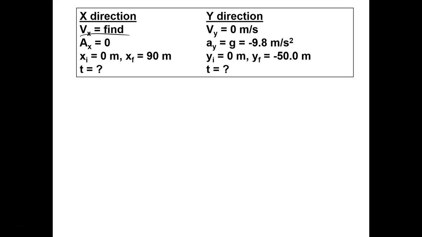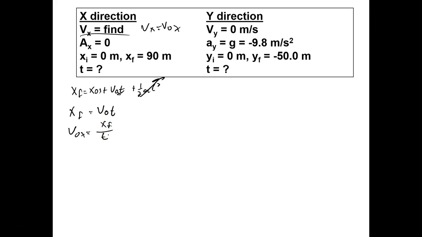So if I look at my equations, I see, okay, I know that xf is equal to x0 plus v0t plus 1/2 at squared. My a is 0, so I know that this is going to be xf equal to v0t. And I know that vx is equal to v0x. So I want to solve for this. I want to find that v0x is going to be equal to my xf over t, but I don't know what my time is. How can I find time?